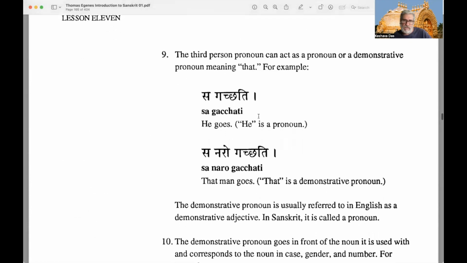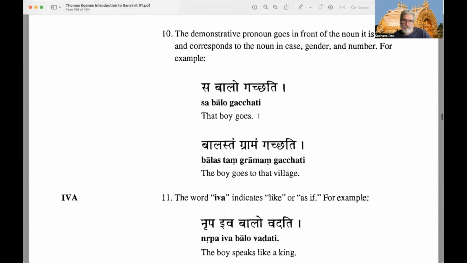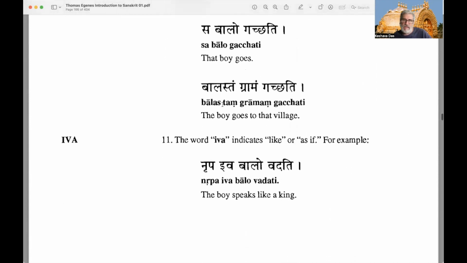Okay, so it's accusative, masculine accusative singular, right? So we have masculine accusative singular of tam. Okay, so tam gramam, right? So this is tad. This is he, she, or it. We're going to translate it as like it, but it's going to be turned into a demonstrative pronoun and be called that. So we have the boy goes to.